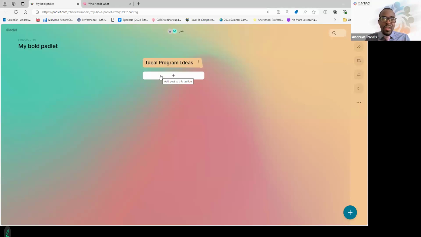Don't hold back. What does your ideal program look like? That could be program activities, it could be resources, it could be goals that give an impression that your program is ideal for students and for families. Anything that comes to your mind when you imagine having the perfect program, go ahead and place those ideas on the Padlet for us, and let's talk about that together.